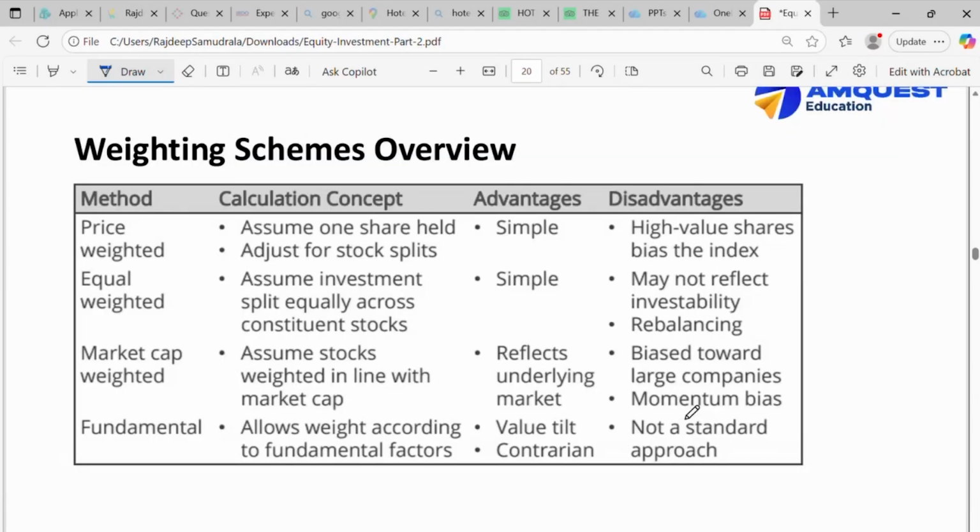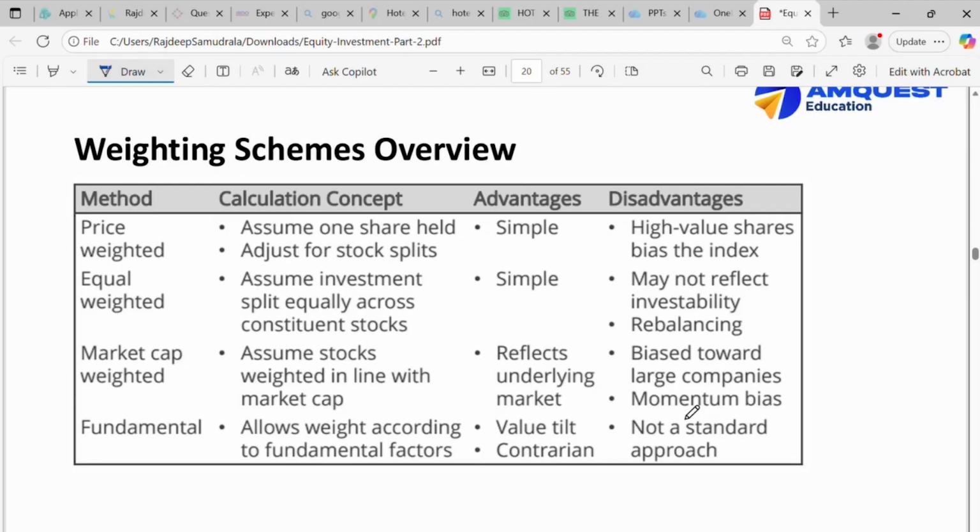Now, if you look at the weighting schemes overview, what are some of the advantages or disadvantages? When you do price weighted, you're simply taking prices as the only factor. Obviously, you have to adjust this method for stock splits, correct? It is highly simple, but it's really difficult to apply when the market cap is different and needs to be taken into consideration.